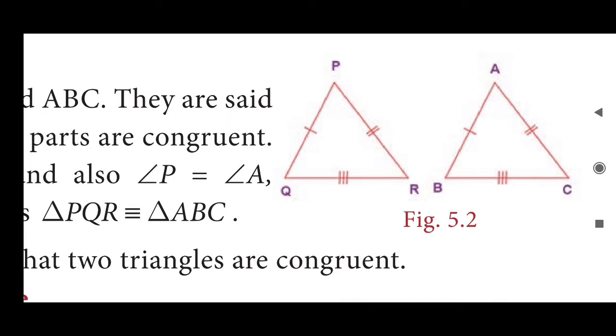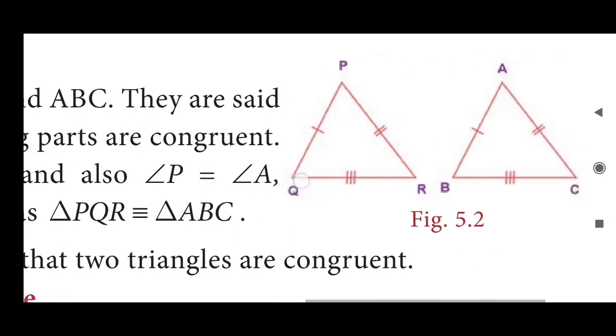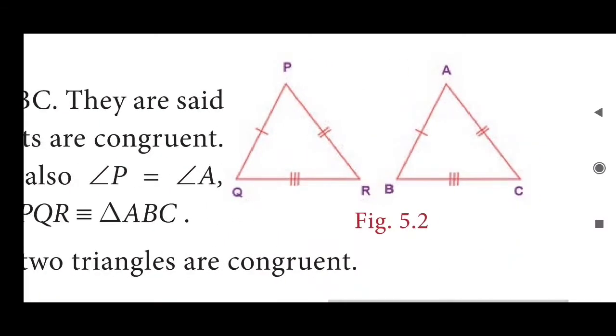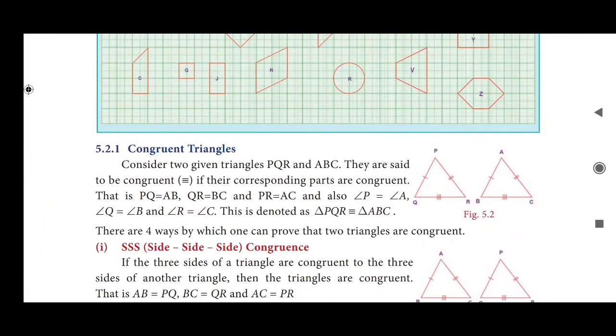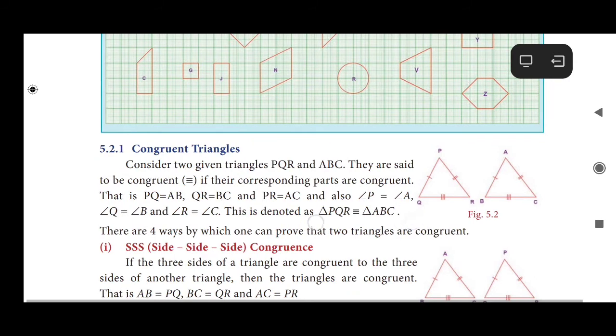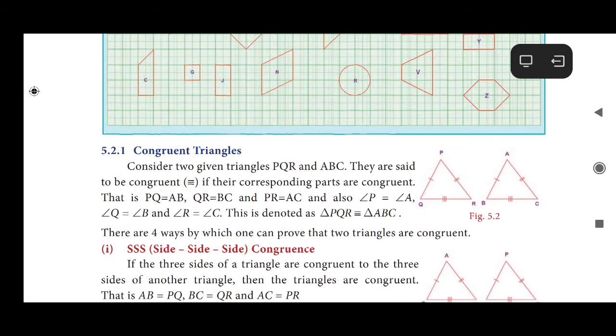Here a double line is mentioned. Now QR is equal to BC. Understand? So these are the congruent parts of a triangle. And also angle P is equal to angle A, Q is equal to B, R is equal to C. This is denoted as triangle PQR is congruent to triangle ABC. So both the triangles are congruent.